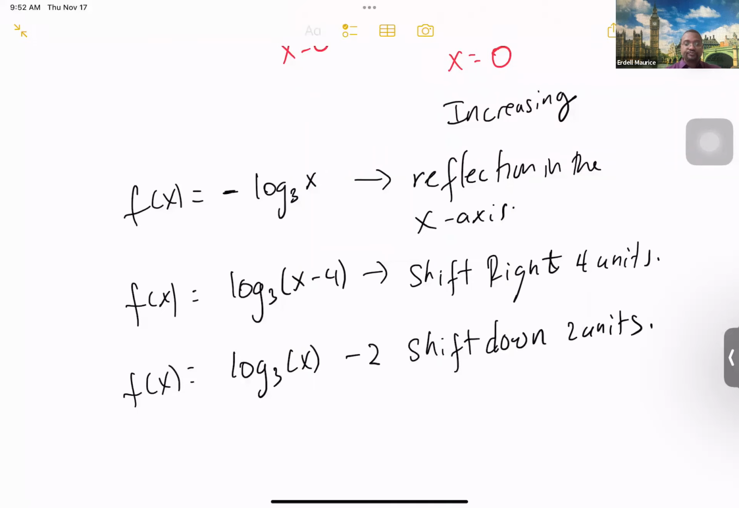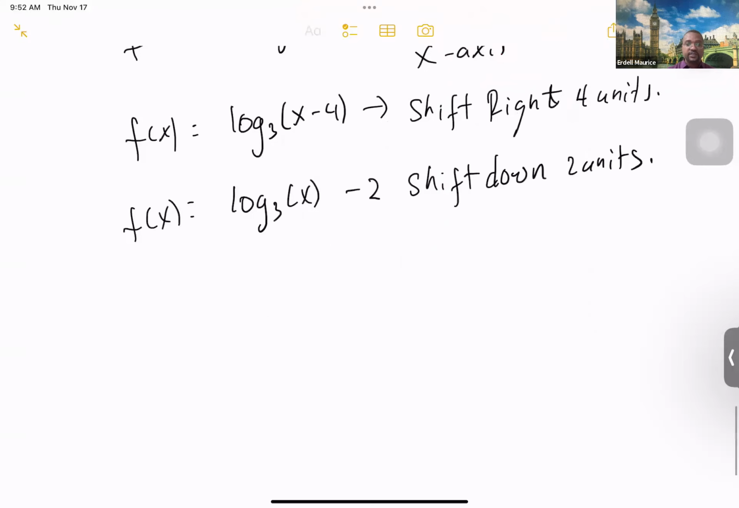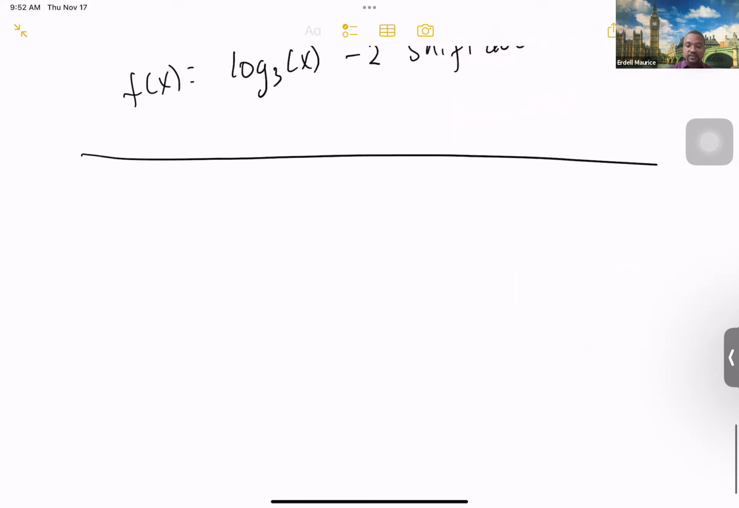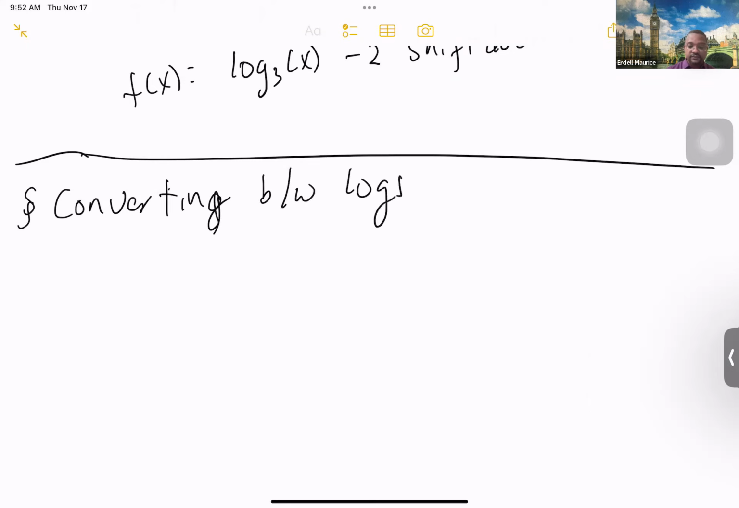All right, cool. And so we now have to understand the link between logs and exponentials, and we need to be able to switch between the two sides. So converting between logs and exponentials.